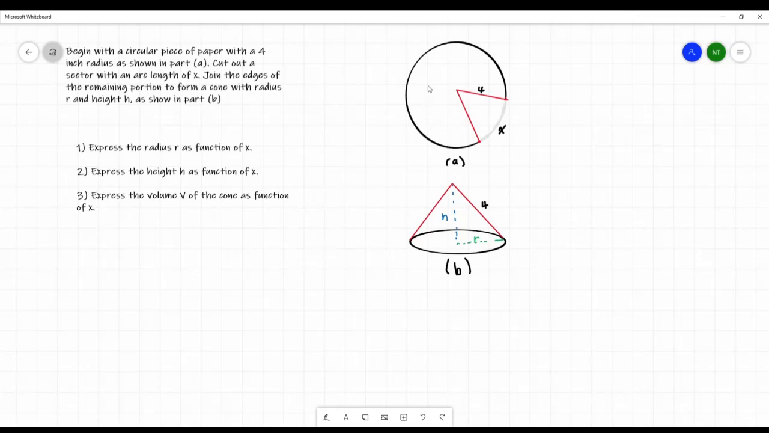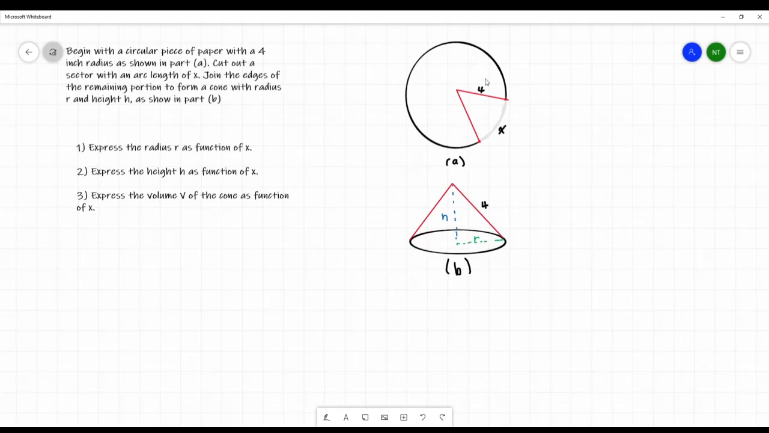Okay, so we have a circular paper. That's this paper here. And we are cutting out this segment here. This grayed out part is what we cut out, and that is of arc length x, and the radius of the circle is 4. Okay, and what are we asked to find?